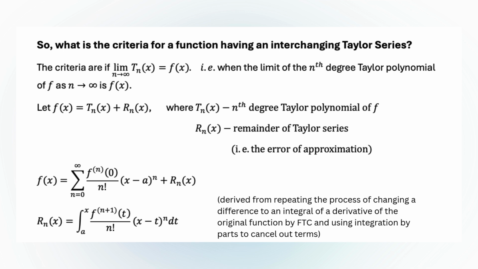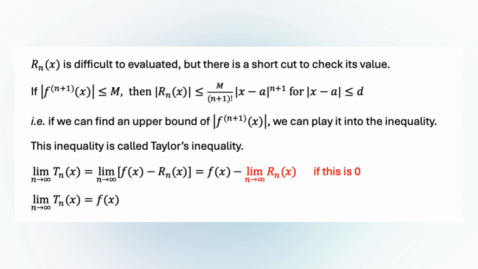So this remainder tells us how far off our Taylor polynomial is, and the smaller it gets, the better our polynomial simulates the real function. R sub n of x, the remainder, can be really hard to calculate directly, but there is a shortcut we can use to estimate it.